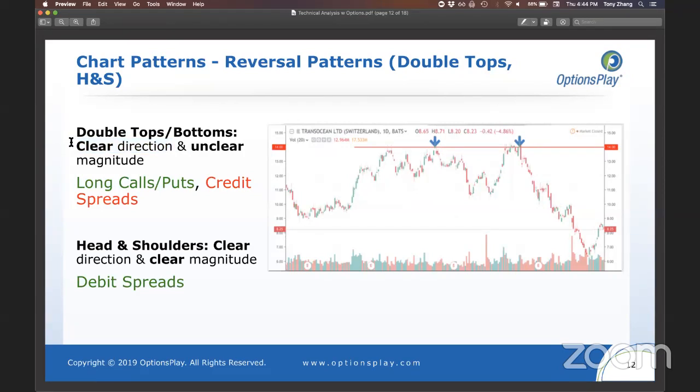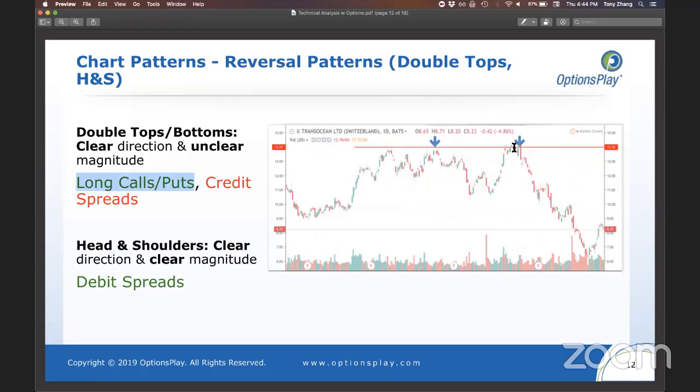However, you may not always have a clear sense for magnitude. So when you feel that the stock has hit a double top or double bottom, and you're expecting a quick, fast move off of that bounce, off that support or resistance level, that's when you're more likely to buy long calls or puts. However, the other way that I think is probably better to trade this is that when you hit a double top, what that's really telling me is that the stock is unlikely going to go any higher.